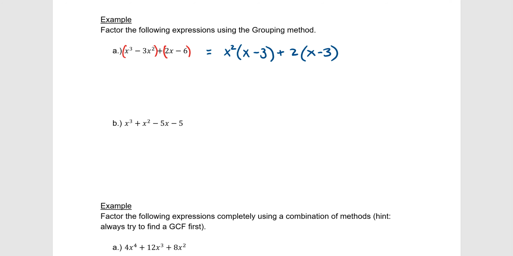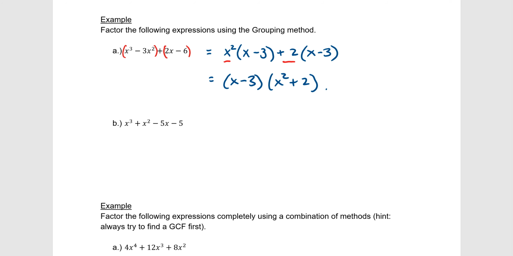And what you always want is you want these two binomials to be the same, because that's the next big GCF that you're factoring out. If they're not the same, then something went wrong. Okay, so you factor out the x minus 3. You are left with x squared plus 2.